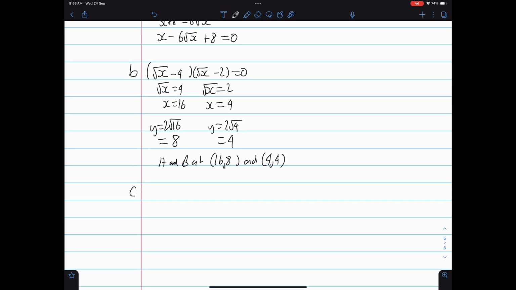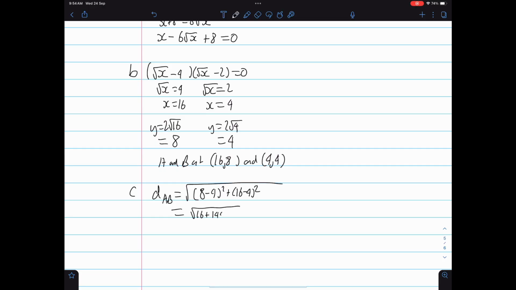C. Find the length of the line AB. We use the distance formula. It's just Pythagoras. Right, so that's 4 root 10, because this is just 16 times 10. And so we can remove that 4.